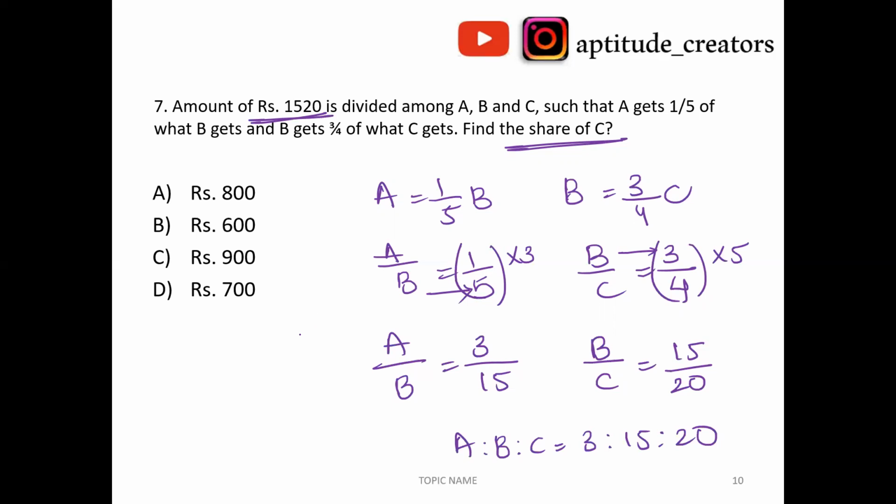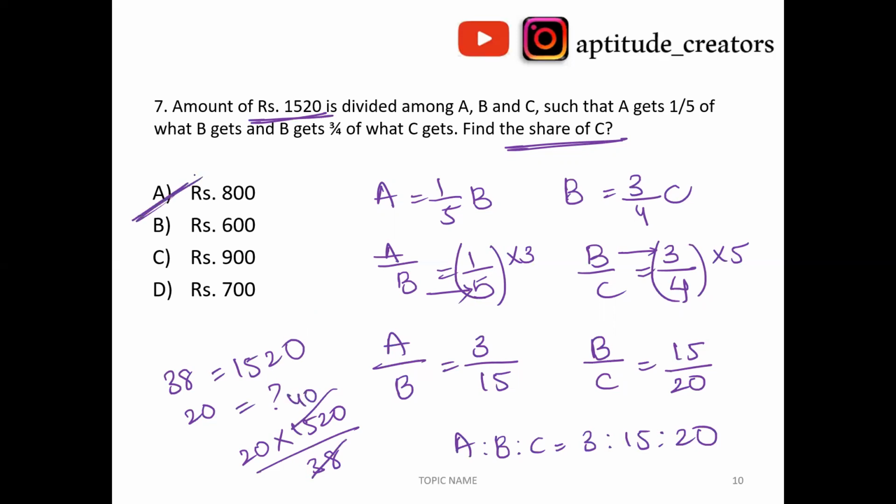It gives the result 43. 43 parts is equal to 1520. Now, what about 25 parts? You have to do cross multiplication. 25 into 1520 divided by 43. The answer is 800 rupees. Option A.